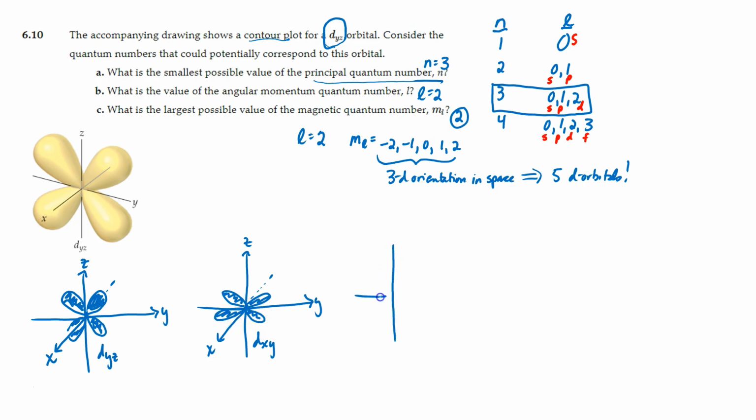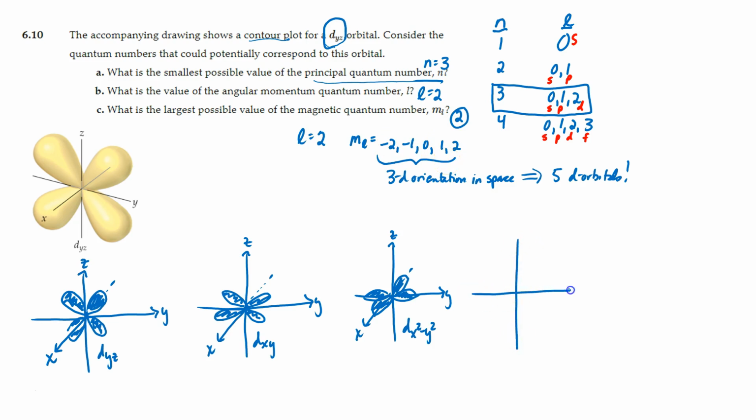And a very similar one is still in the xy plane, but it's located directly on the x and y axes. So again, it's parallel to the floor. This lobe is coming out towards you. This one is called the dx squared minus y squared orbital. So we've gotten 3, right? But we've got 5 possible orbitals because there's 5 possible values for m sub l.